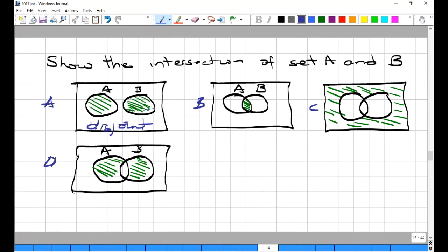That's an interesting way of looking at it. They have no members or elements in common. When they have nothing in common, they are called disjoint sets. Unlike option B, which has something in common. We don't know what it is because it's not stated, but in B, that area is highlighted there. Understood? So we need to use our terms correctly.